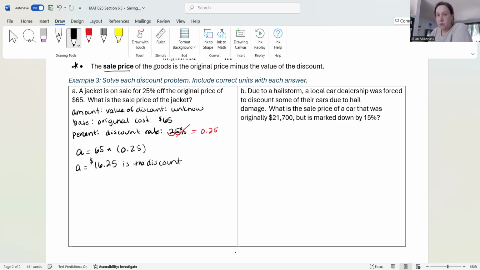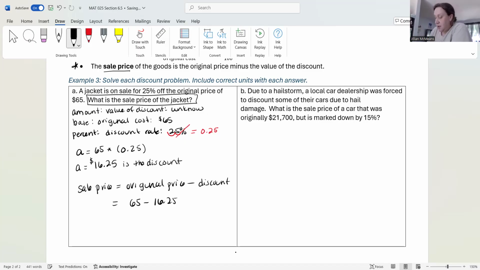But make sure you answer the question that's being asked. The question that we were asked here is, what is the sale price of the jacket? Well, the sale price is the original price minus the discount.